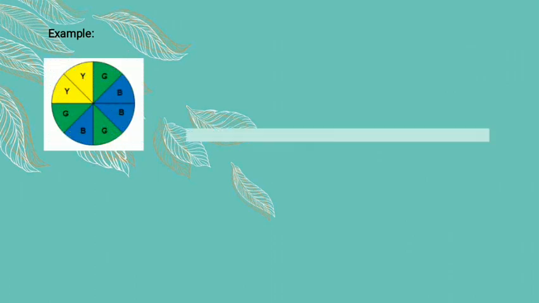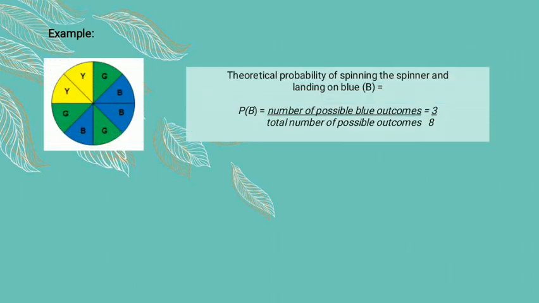Example: you can see the spinner's picture. The theoretical probability of spinning the spinner and landing on blue, or B, equals the probability of B, which is the number of possible blue outcomes over the total number of outcomes. For the blue color, there are 3, and there are 8 colors in total.